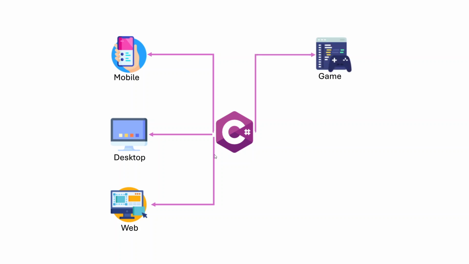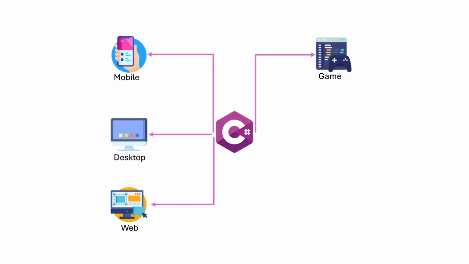It is a popular choice for game development, particularly with the Unity game engine, allowing developers to build games for various platforms. I am just introducing the applications because C Sharp is a very powerful and very popular programming language. So it is used in lots of applications.